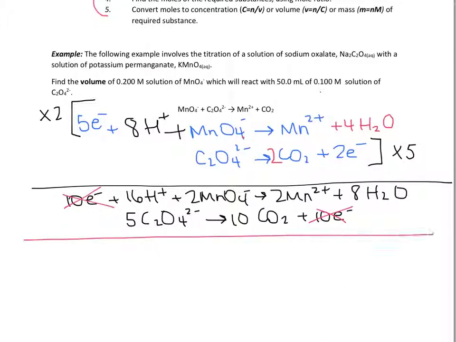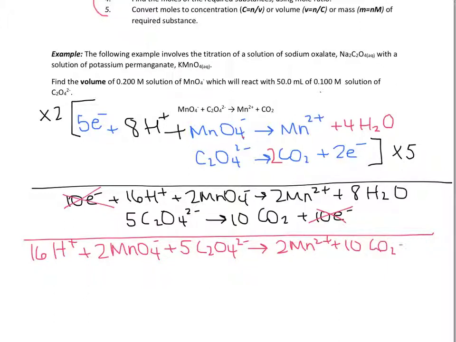So we'll write our overall reaction. 16 H positive plus 2 MnO4 negative plus 5 C2O4 2 negative goes to 2 Mn2 positive plus 10 CO2 plus 8 H2O. And we've now balanced this in acidic solution, and that will suffice for the balancing portion of the stoichiometry question. Now we should write down what we have and what we've been asked to find, because I find that makes it a lot easier to see how to proceed with the question.